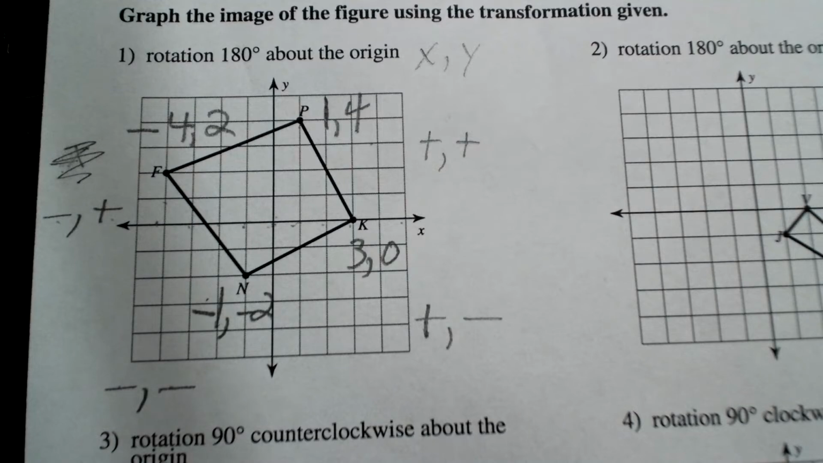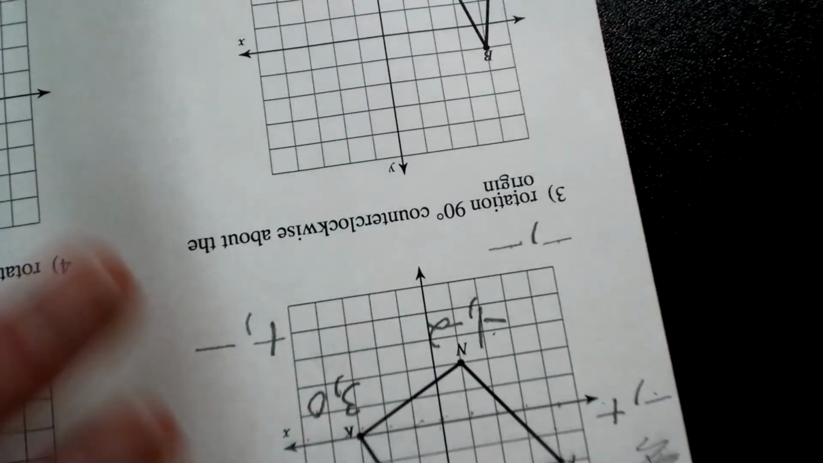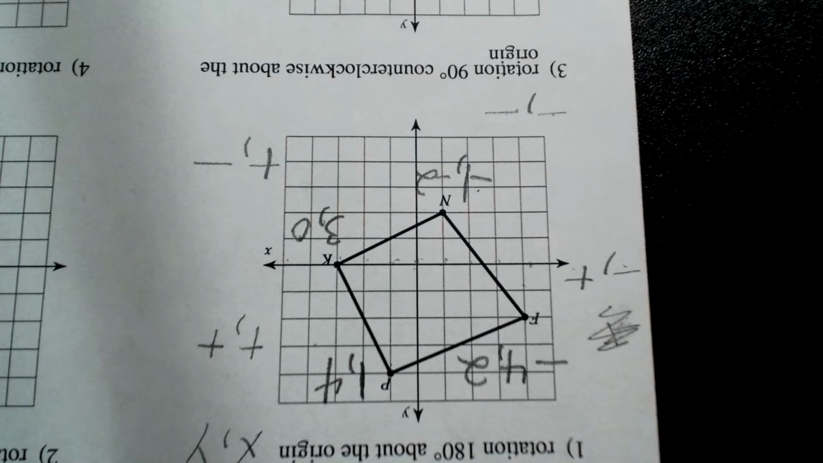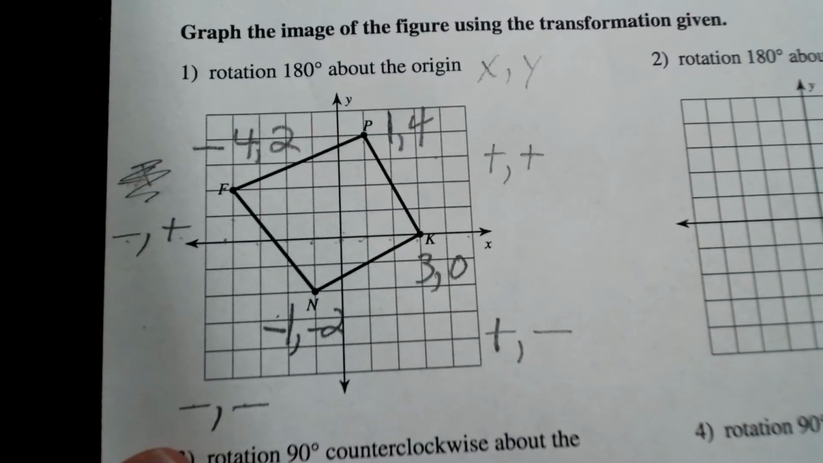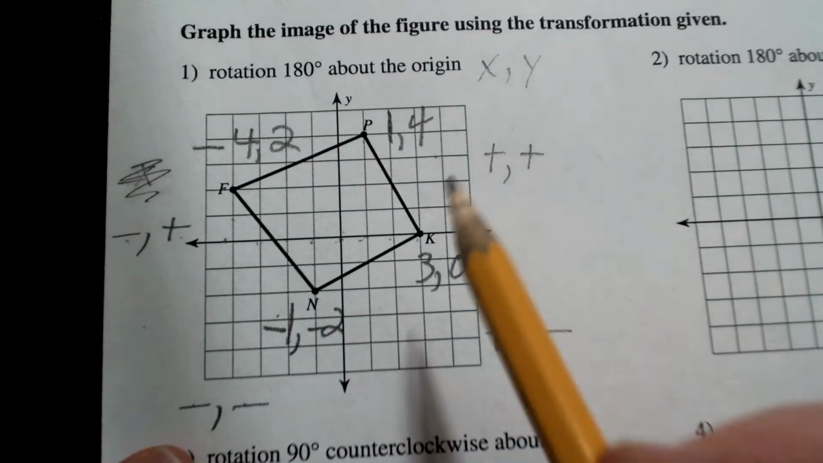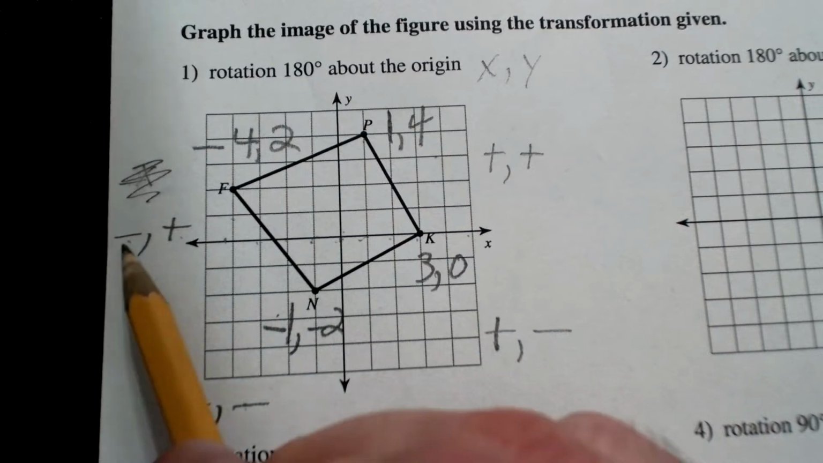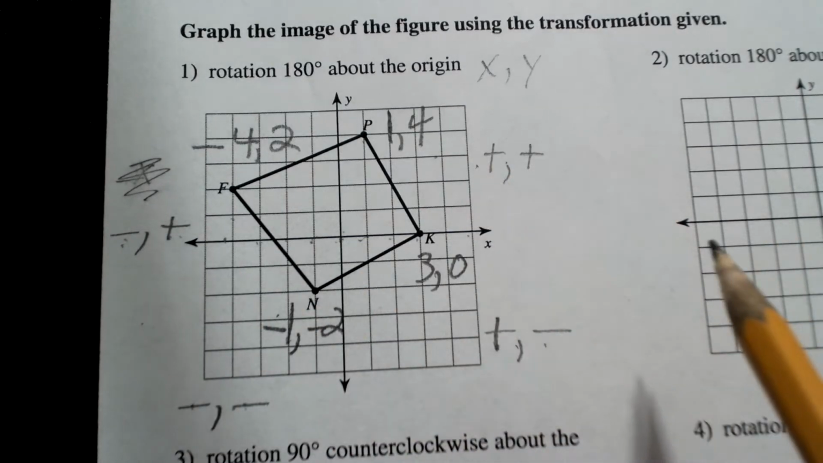So when we do a 180-degree rotation, what's really happening is this. You're turning it all the way around. So we're going to turn this all the way around. So it's going to look like this when it's redrawn. And what happens to your points is your points actually stay the same. But you just have to look and see which quadrant it's in of how it's going to be.